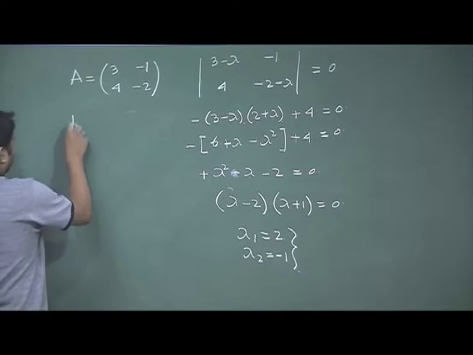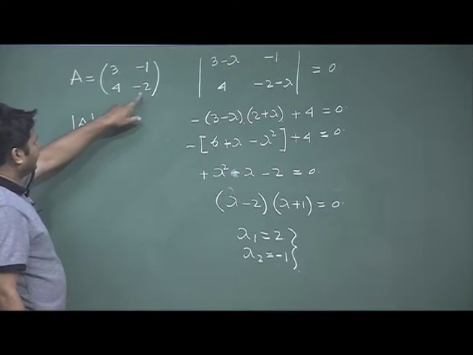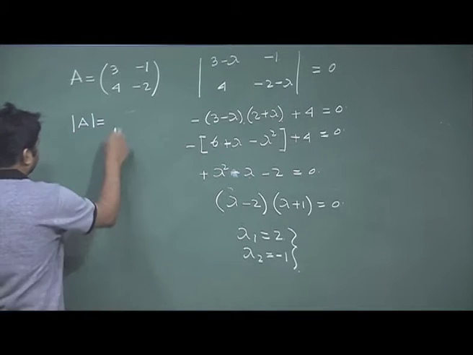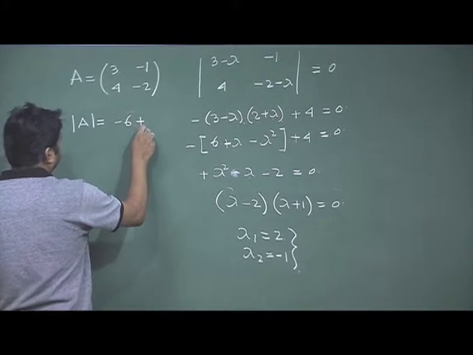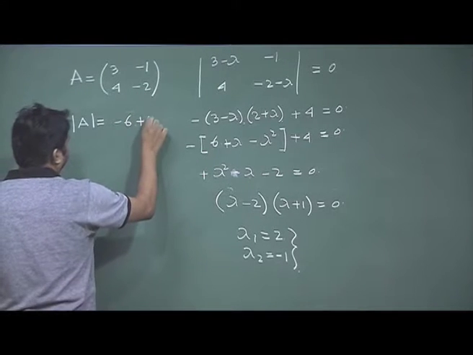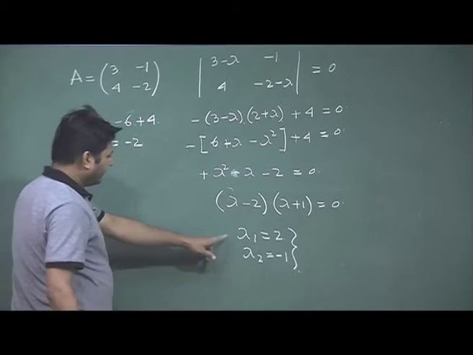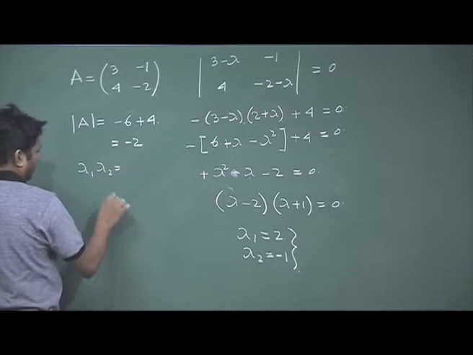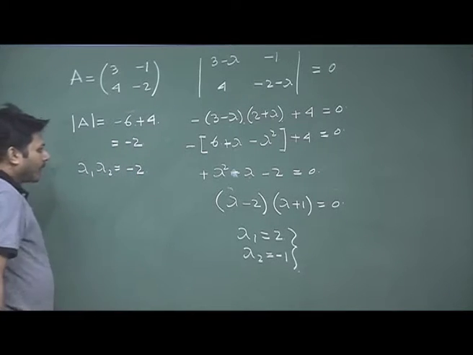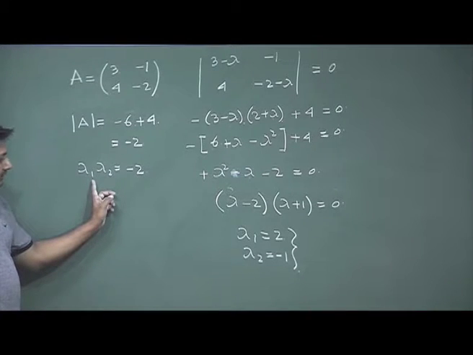So the determinant of A is 3 into 2, which is 6, minus, with a plus sign, 4. So it will be minus 2. If I multiply lambda 1 and lambda 2, it will also be minus 2. So my trace and determinant, which are related to lambda 1 and lambda 2, I can verify that this is correct.